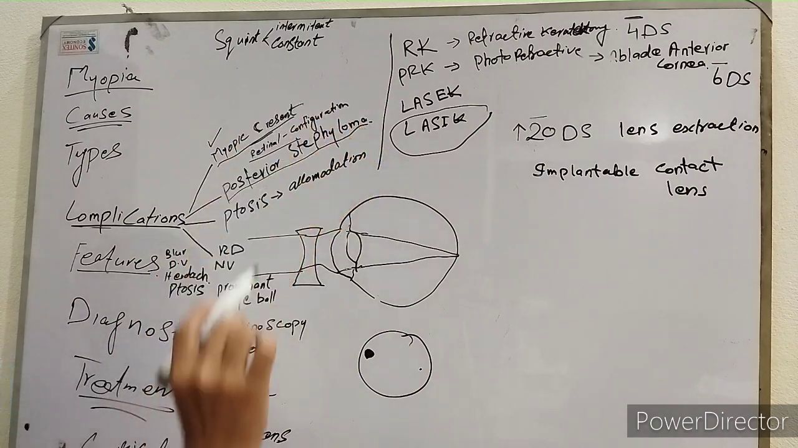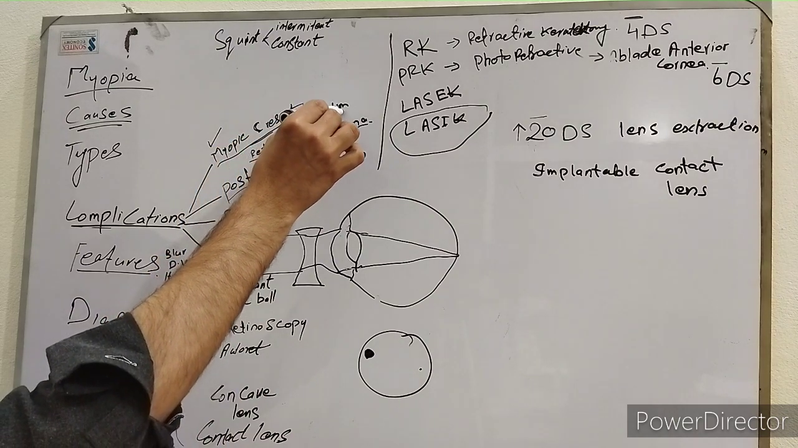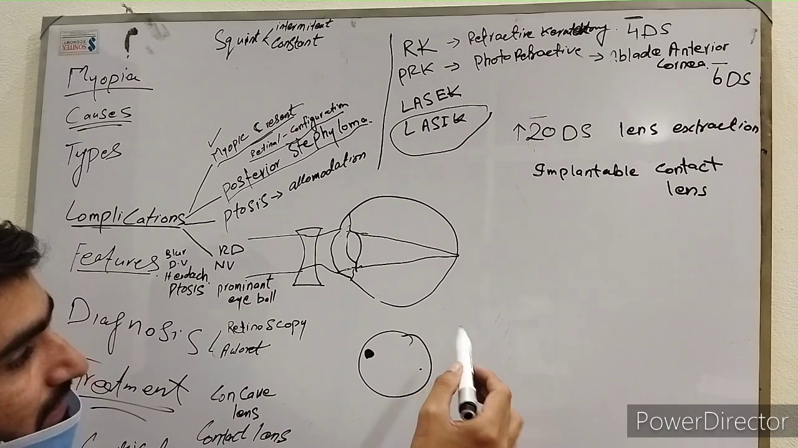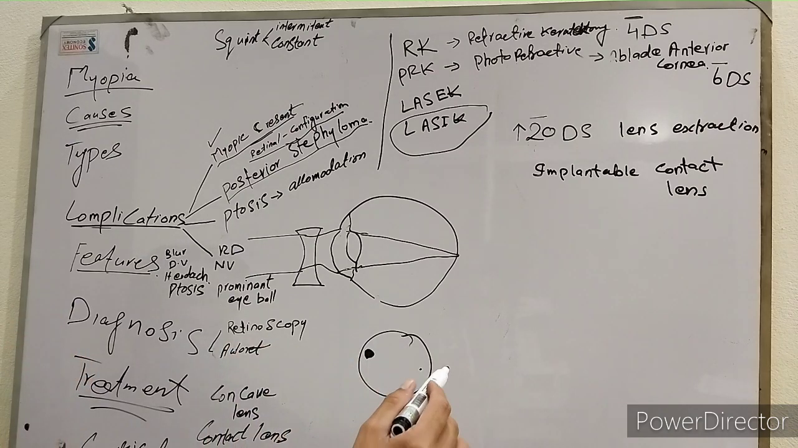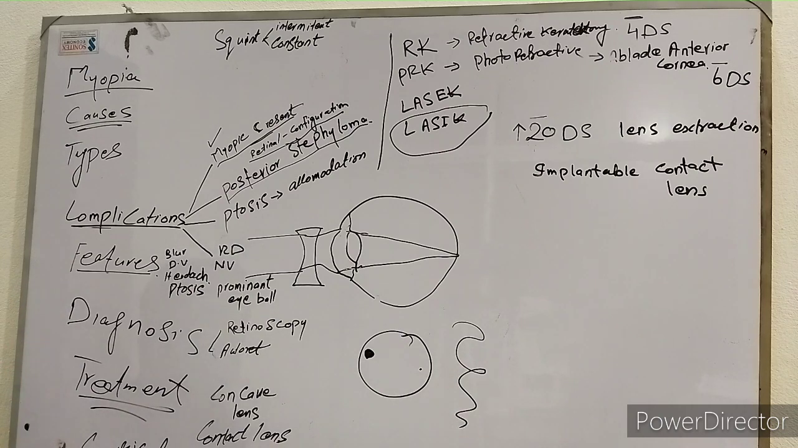What is posterior staphyloma? You can also say it is retinal configuration. Here the shape of the retina will not remain normal, it starts getting damaged. You can say this is posterior staphyloma or retinal configuration. Third one is ptosis. Why ptosis? Because of exerting accommodation, ptosis develops.